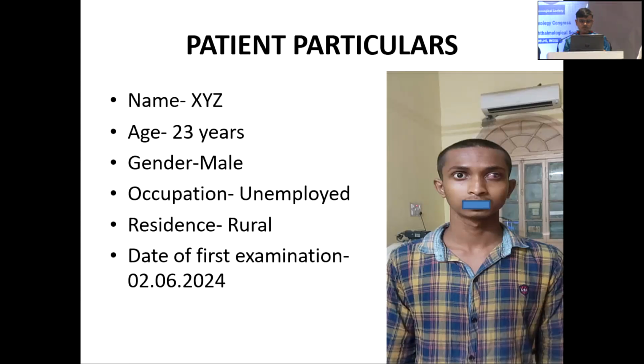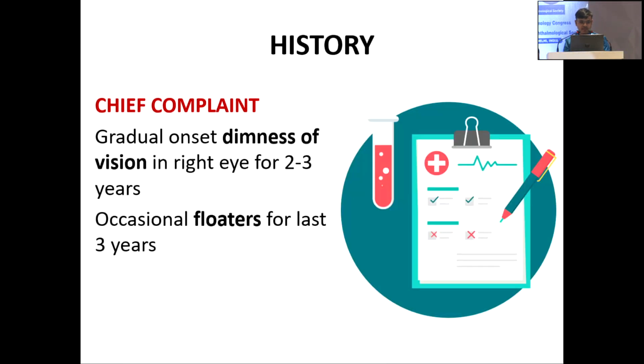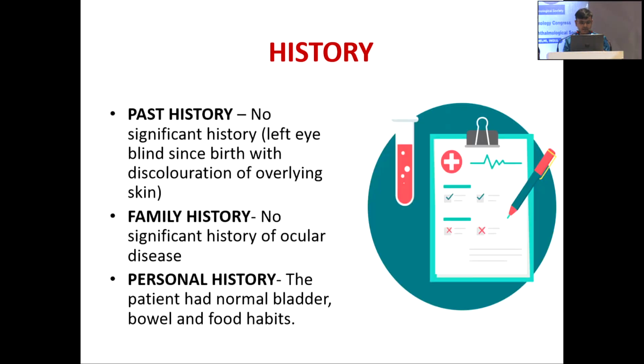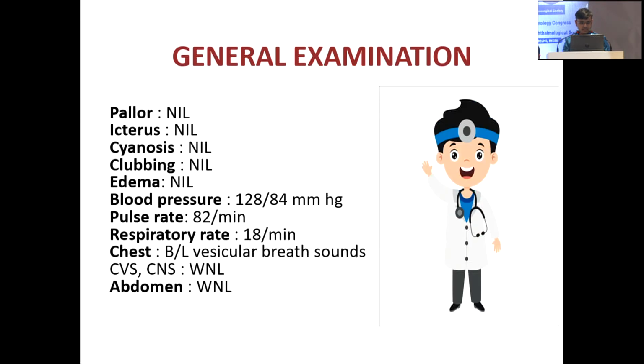My patient was a 23-year-old male belonging to a rural background who presented to us with gradual onset dimness of vision in the right eye for the last 2 to 3 years with occasional floaters, which were not associated with any pain, and there were no aggravating or relieving factors or history of previous trauma or fever. The left eye was blind since birth, and there was no medical consultation done for the same previously, with a discoloration of the overlying skin. Family and personal history yielded nothing significant. Vital parameters for the patient were normal.